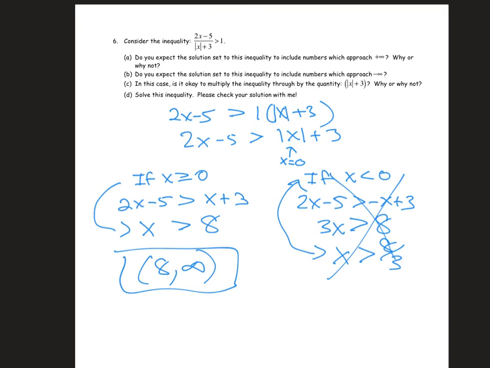Again, you could have just brought the 1 over and made a common denominator, but you're still going to have to deal with the absolute value. So you won't be able to get away from that still.